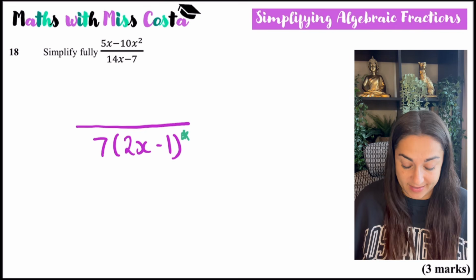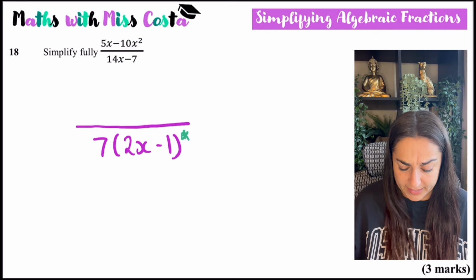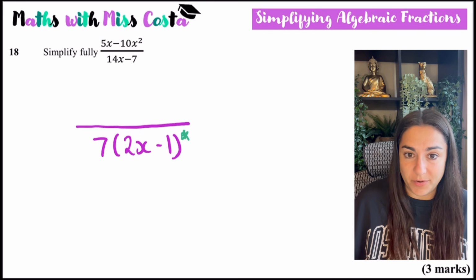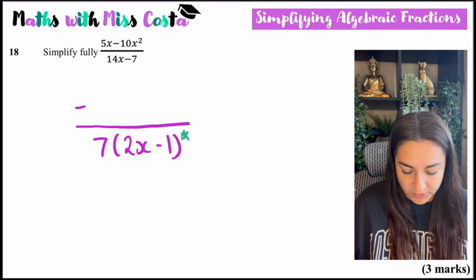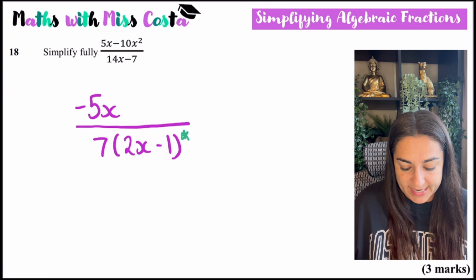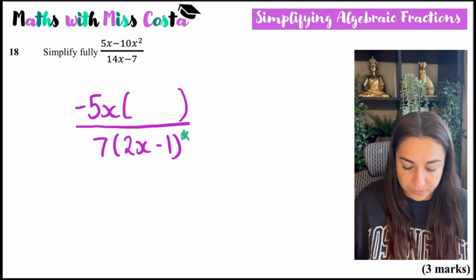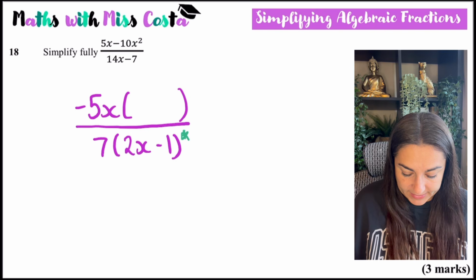So you notice that they're the inverse. So you're like, okay, I need to do things differently. We want our 2x to be positive. So actually what we could do is factorize out -5x.